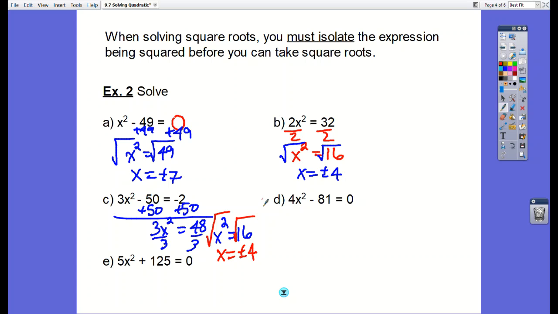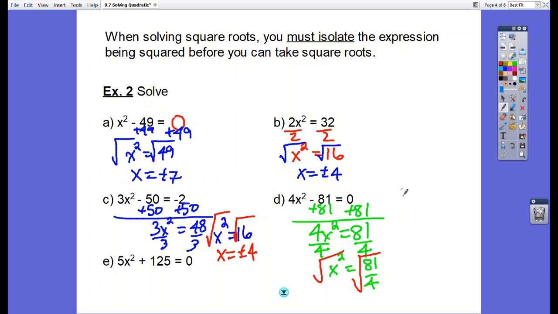Awesome. Let's keep going. Lily, how do we get x squared by itself in part D? Add 81 to both sides first. Then divide both sides by 4. x squared is 81 over 4. Okay, and then, Ellie, what do we do to both sides? I square root it. Square root it. And everybody, what's the square root of 81 over 4? 9 over 2. That's why I chose those numbers. They work out very nicely.